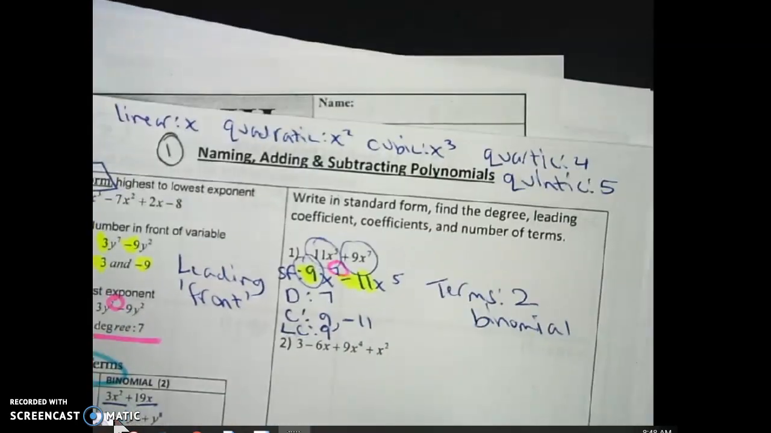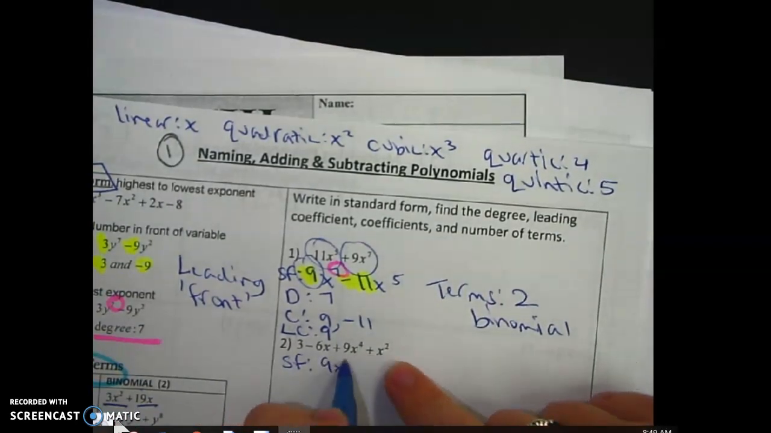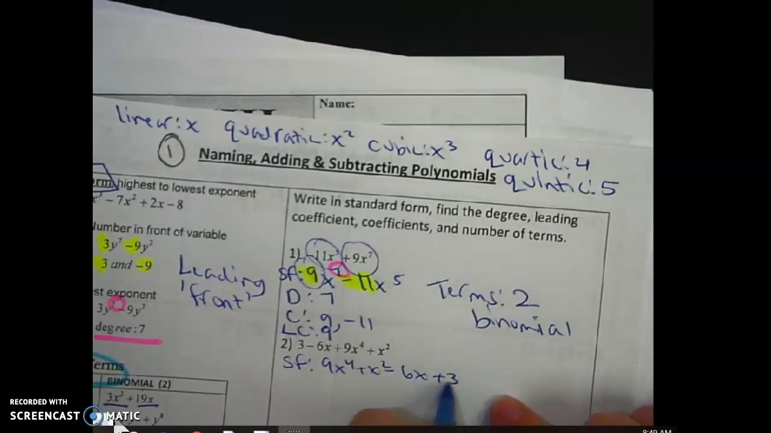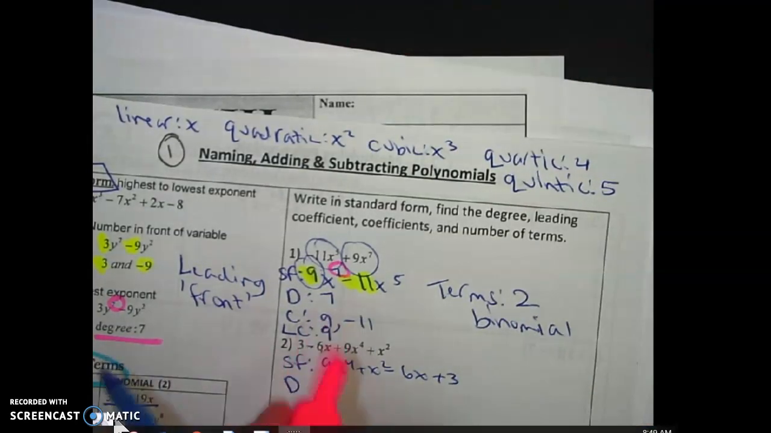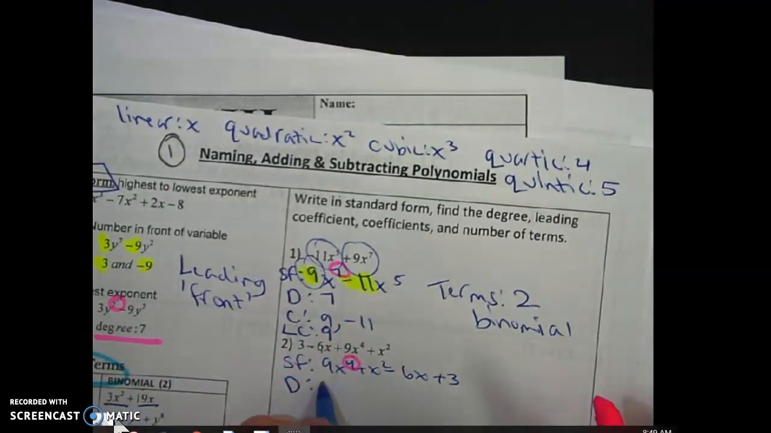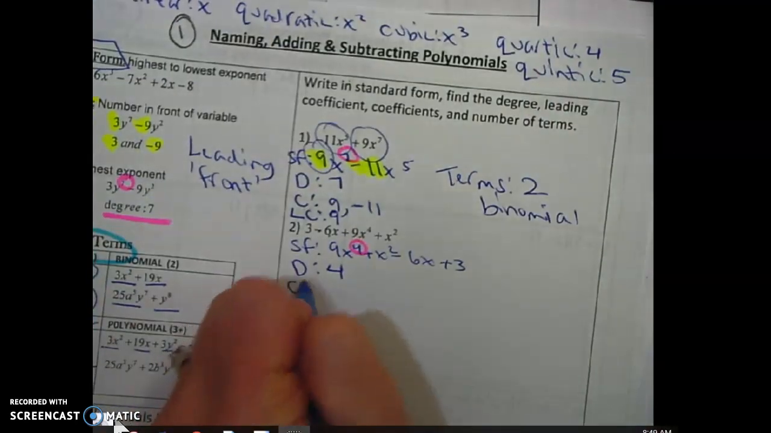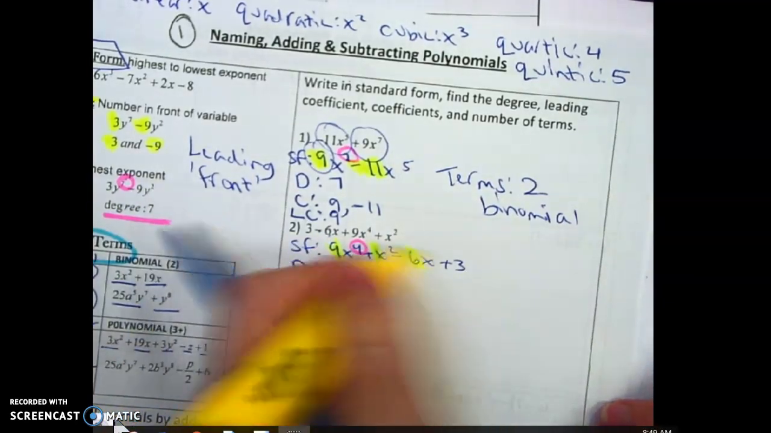All right, let's go to the next one. First thing, I'm going to put it in standard form, highest exponent to no exponent at all. Make sure that you know that the negative is with the 6. Got to keep that stuff straight. The degree is the highest exponent. That's 4. And then the coefficients, those are the numbers in front. 9, imaginary 1, negative 6, and 3.